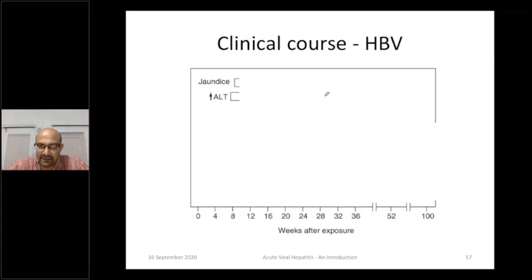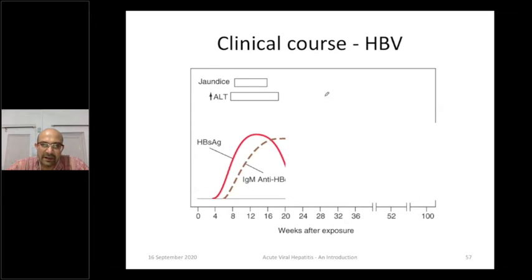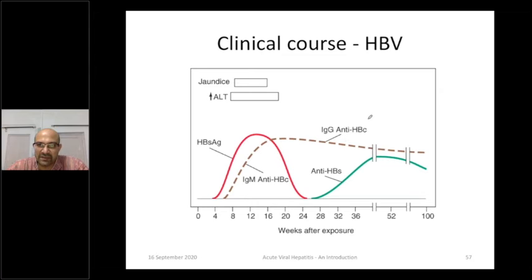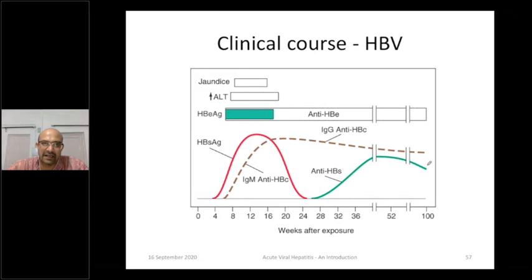Again, looking at the same course, we start with jaundice and ALT appears late. Hepatitis B surface antigen comes first, after that anti-HB core antibodies come, which are of the IgM variety, and then we have IgG type of anti-HBc antibodies and anti-HBs antibodies also start appearing. And that's how the anti-HBe antibodies appear and HBe antigen appears.